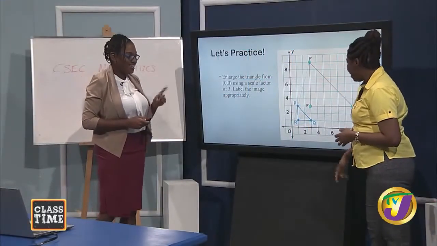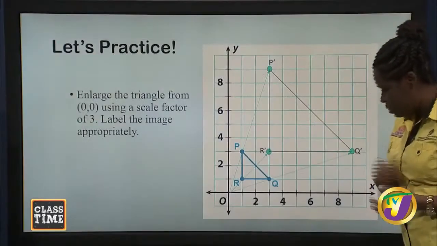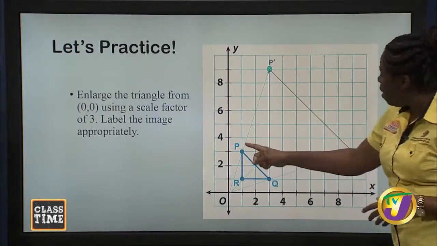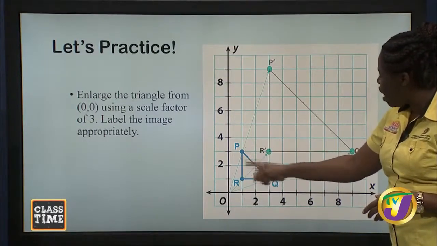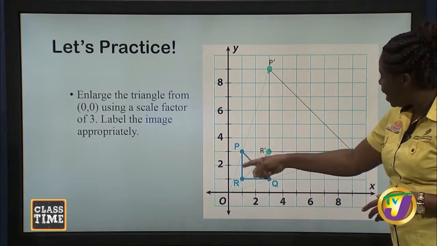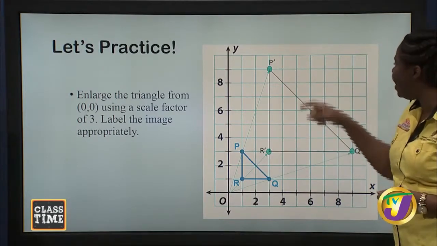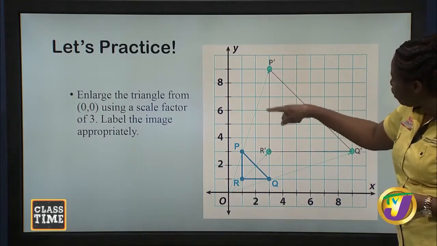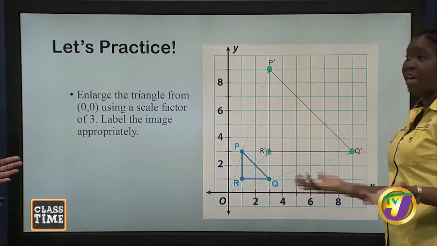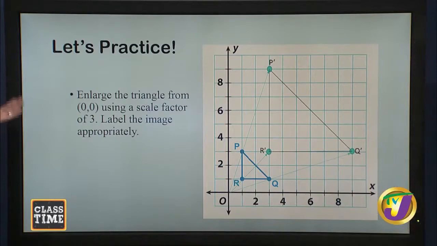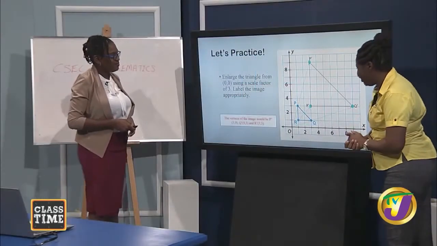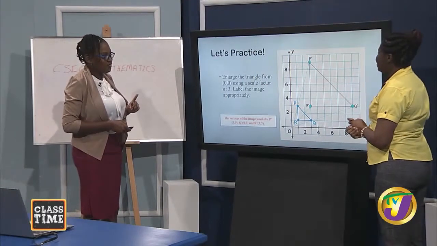Let me just double check. I remember, we must always check our work. The line segment PR is 2 units. Let's see if line segment P prime R prime is 3 times that length. So 1, 2, 3, 4, 5, 6. Awesome. 2 times 3 is 6. And if it works for one, it will work for the others. All right, awesome. So this is nice, interesting. I'm having fun so far.